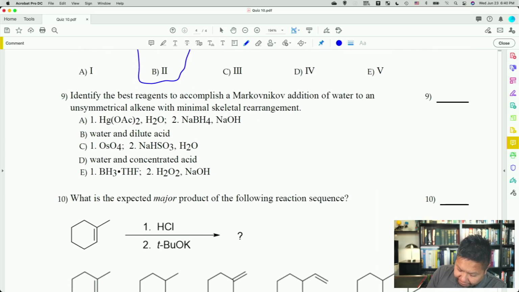Next one, identify the best reagents to accomplish a Markovnikov addition of water to an unsymmetrical alkene with minimal skeletal rearrangement. So the key there is minimal skeletal rearrangement. Of all the reagents that you see on these choices, the only one that can stop a rearrangement from happening to form a more stable carbocation is mercury. Right here. It makes that mercurinium ion, remember? So that's going to be A is the answer there.